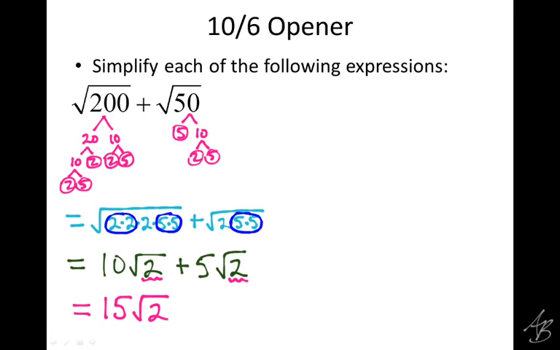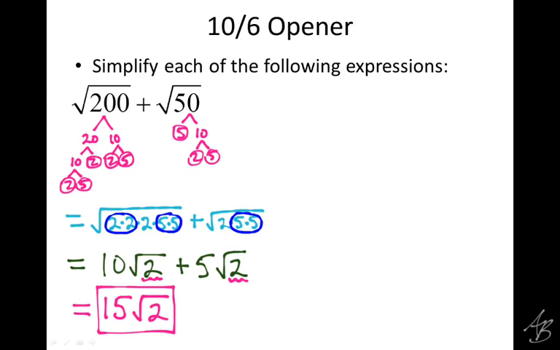Okay, just like if we were adding 10x plus 5x, we would end up with 15x, or if we were adding 10 bananas plus 5 bananas, we'd have 15 bananas. The things that we're adding stay the same. So we're adding square root of 2's, we end up with square root of 2's. We don't change that. So our final answer is 15 square root of 2.